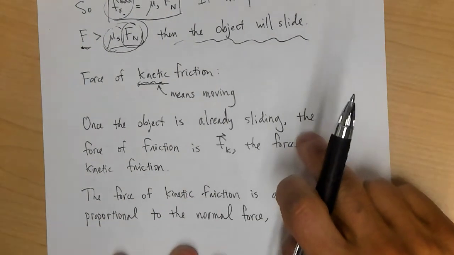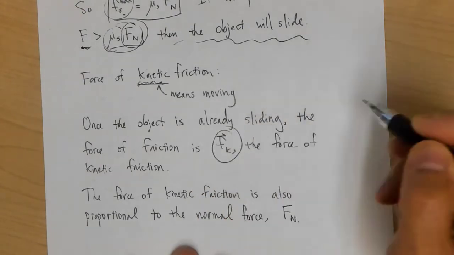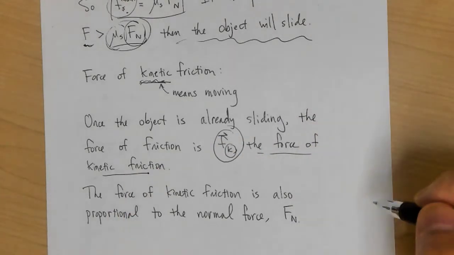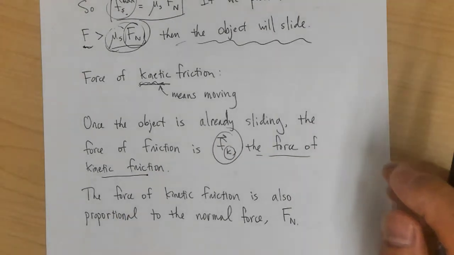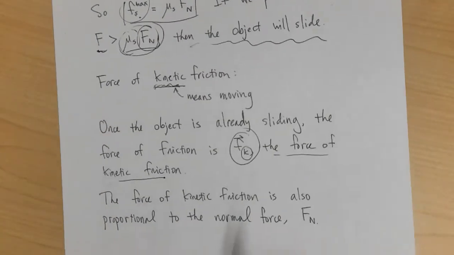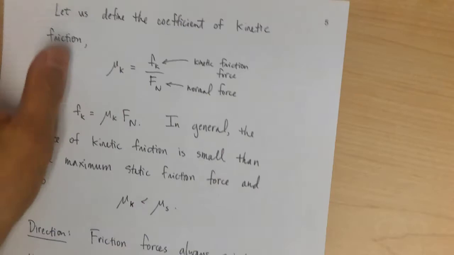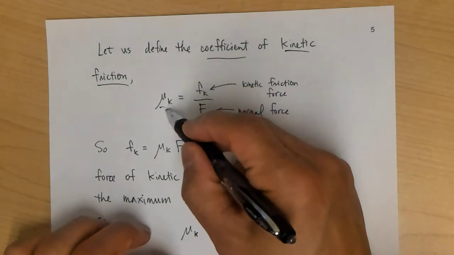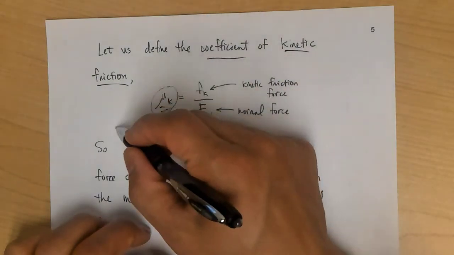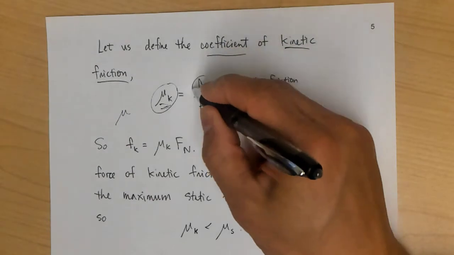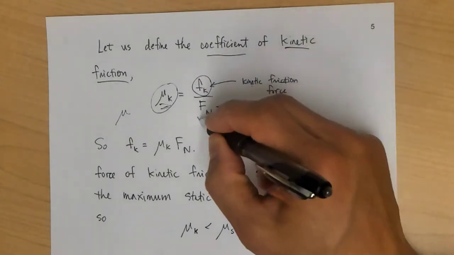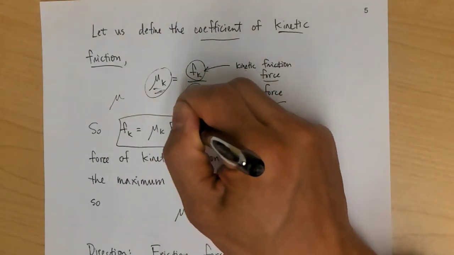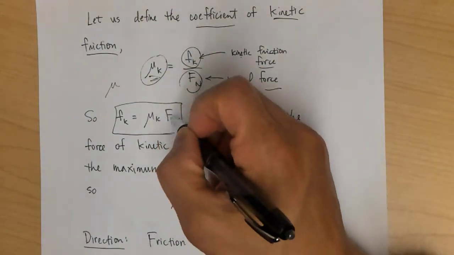So once the object is already sliding, the force of friction is what's called kinetic friction, F sub k, where k is for kinetic. The force of kinetic friction is also proportional to the normal force, Fn. Okay. And so we can define what's called the coefficient of kinetic friction, mu k. That's again with the Greek letter small mu. It's the ratio of the kinetic friction force to the normal force. And most of the time you'll be using Fk equals mu k times Fn.